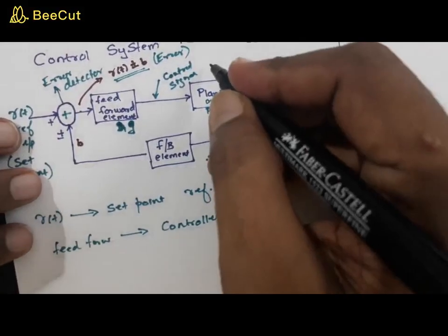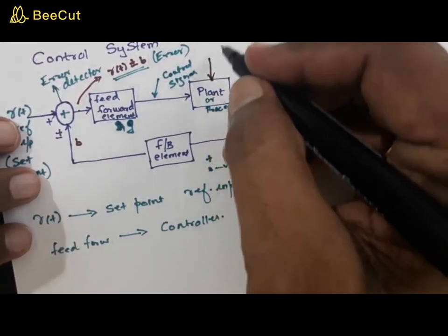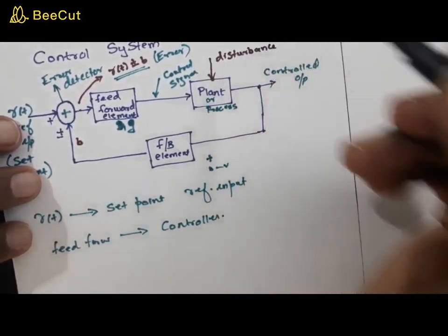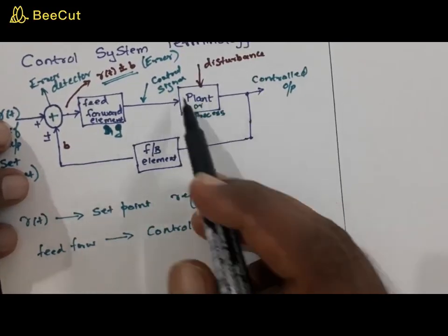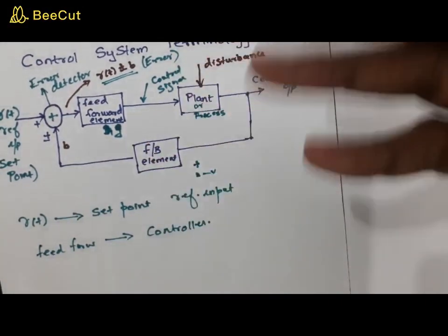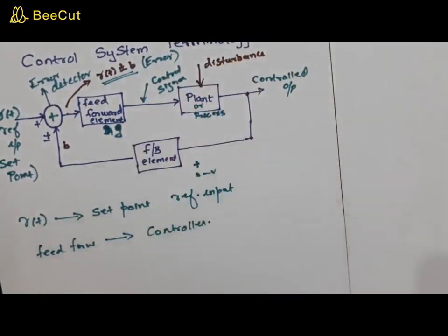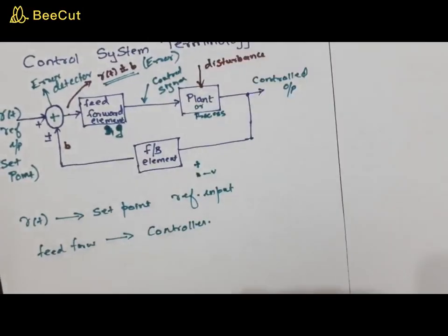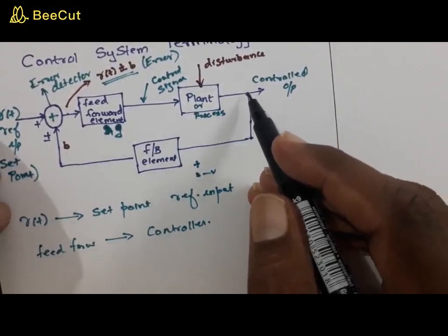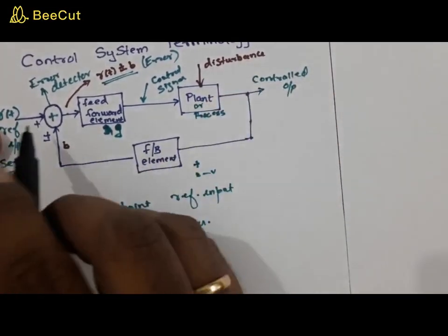In the plant or in the process, you can have an external input which is called a disturbance. This represents the external disturbance that can cause a change in the output of this plant. Say outside temperature, or any parameters external to this plant that can cause a change in this plant or process. That is called a disturbance. Now, if there is a disturbance in the plant, the controlled output gets varied. So what happens? This will be fed back and compared.